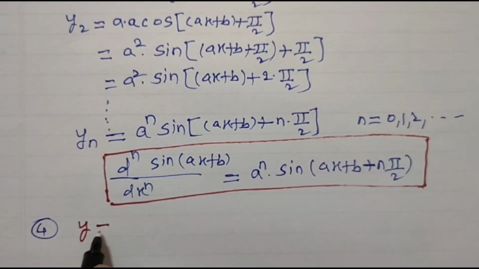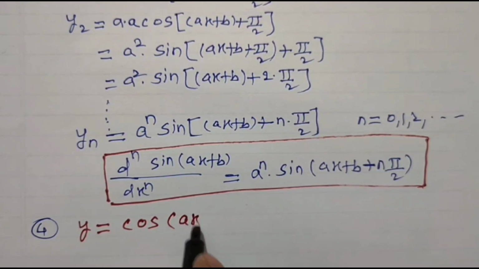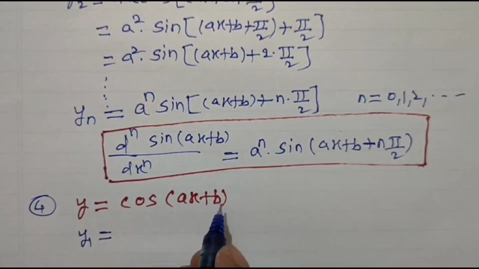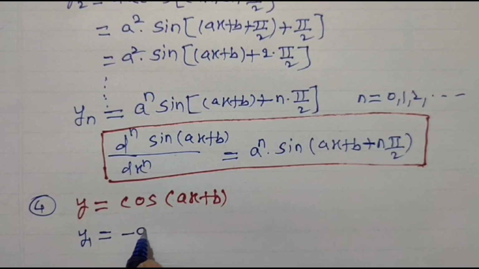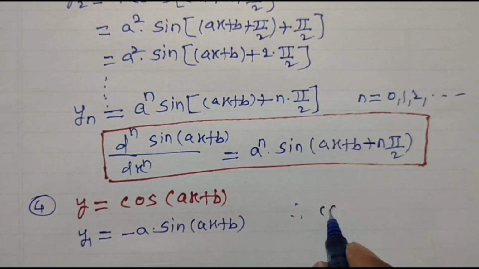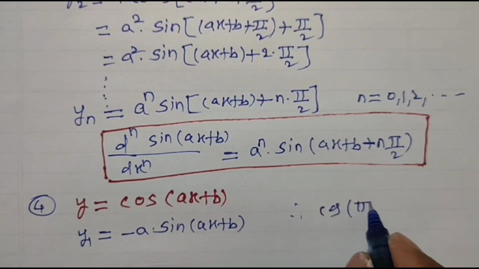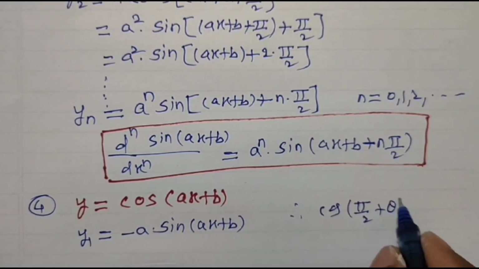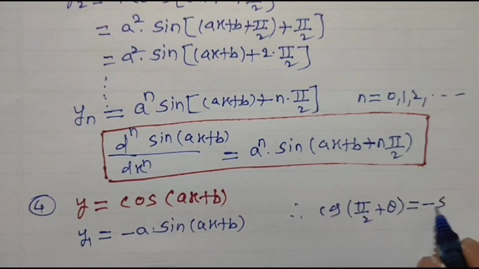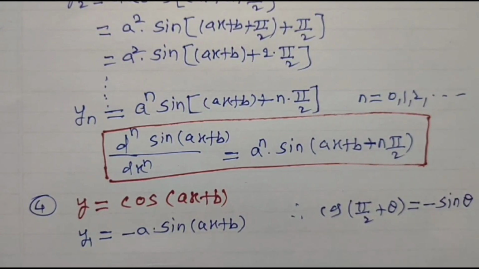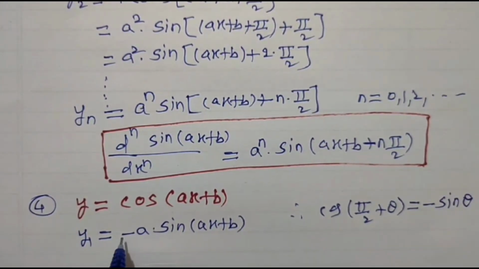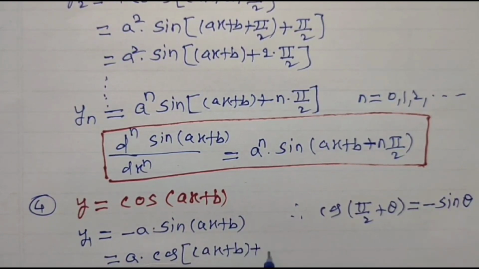y is equal to cosine of (ax + b). y1 is equal to, differentiating this, minus a into sine of (ax + b). Cos of (pi/2 + theta) is equal to minus sine theta, since in the second quadrant the cosine function is negative. So this minus sign and this sign, this can be written as a into cos of (ax + b + 1 times pi/2).